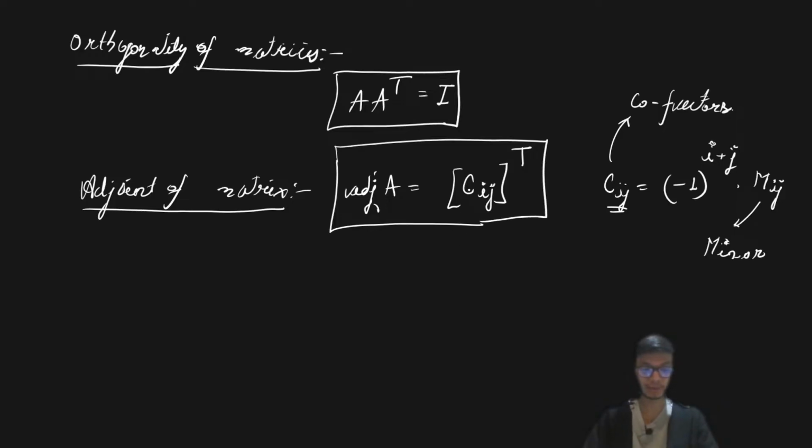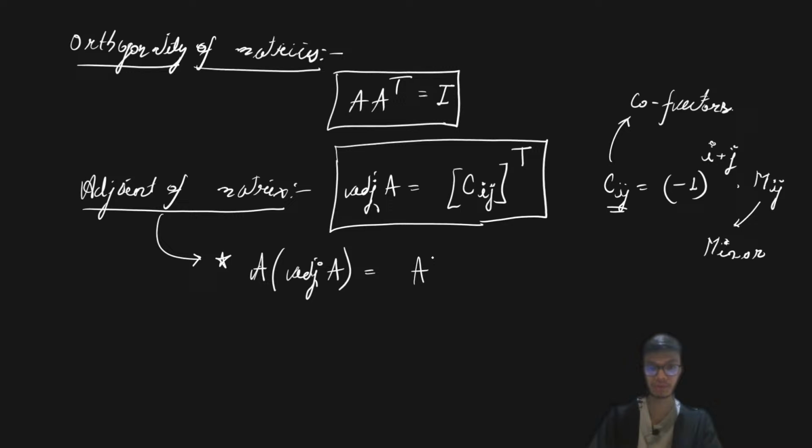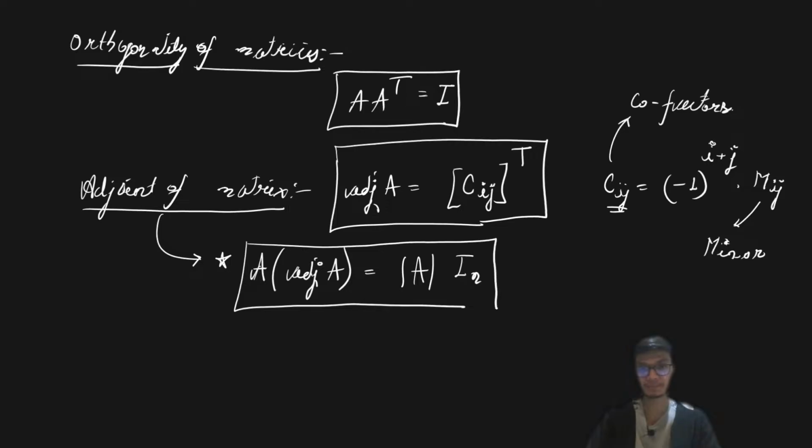Now, what is more important to look into is the properties. The properties of the adjoint are very important, and there are a lot of questions involving them. The most important property to remember is that if you have any square matrix A and you multiply it with its adjoint, it equals the determinant of A times the identity of order n. Whatever the order of your matrix, this is a very important result. I hope you remember it; it's very important for your exam.